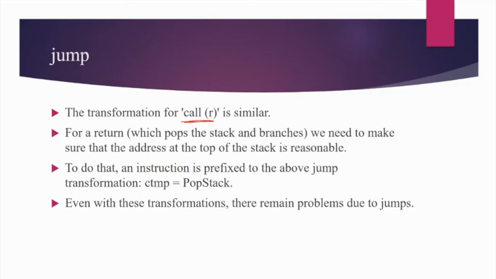So we need to make sure that the address at the top of the stack is a reasonable address, a valid address, a safe address. To do that, we can prefix an instruction to the above jump transformation. We will first see what is at the top of the stack before jumping or branching to that location, and we will compare it, or somehow mask it, to a relevant address.